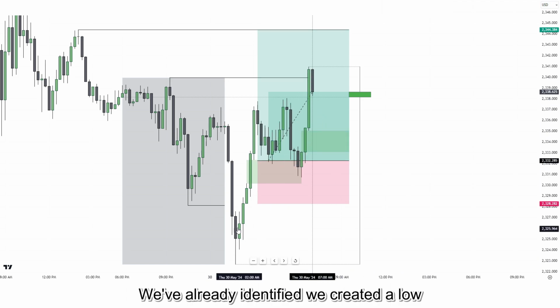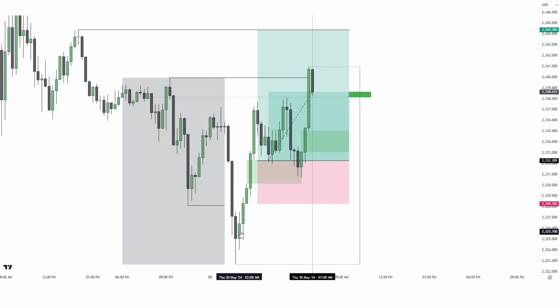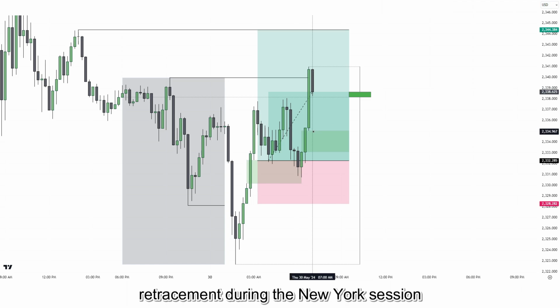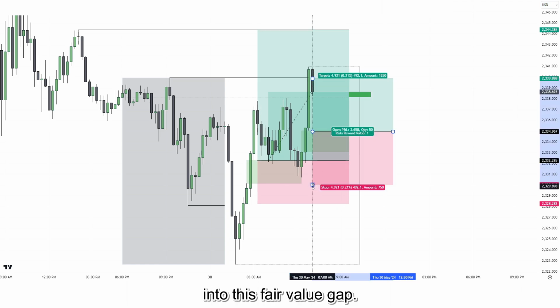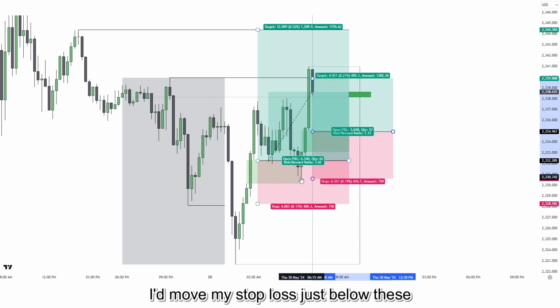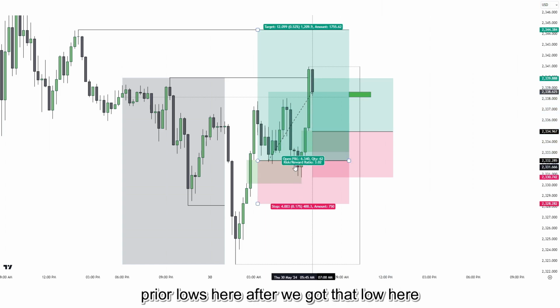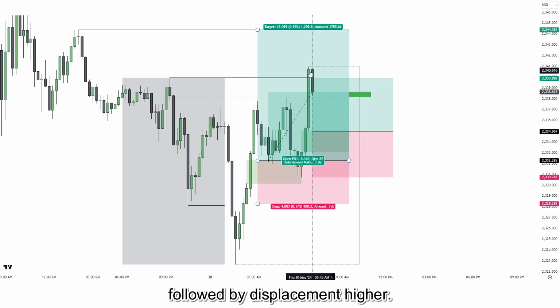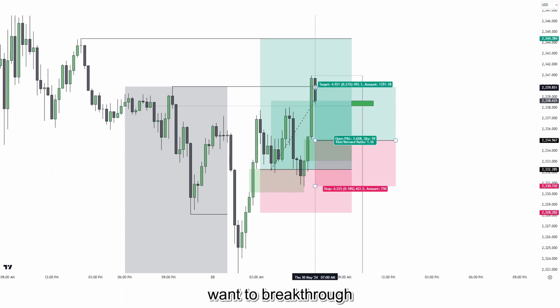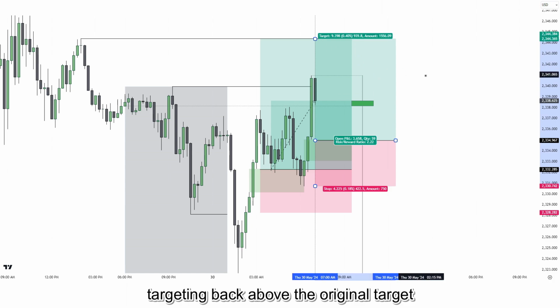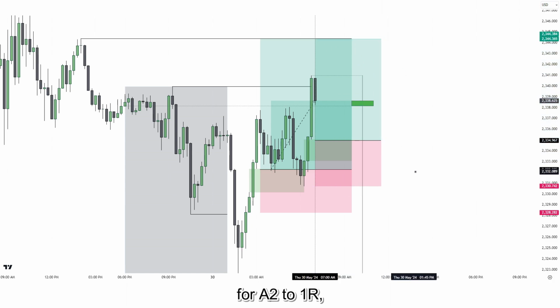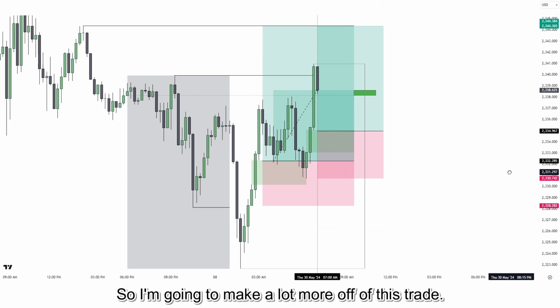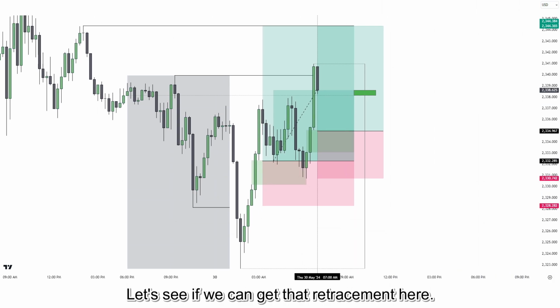We've already identified we created a low here during the London session, followed by displacement to the upside. So now I want to see if we can see a retracement during the New York session into this fair value gap. I'd move my stop loss just below these prior lows here. After we got that low here, followed by displacement higher, I can trust this being a structural low inside the marketplace that we wouldn't want to break through, targeting back above the original target for a 2-to-1 R. But I'm scaling into my position, so I'm going to make a lot more off of this trade. Let's see if we can get that retracement here during the New York session.